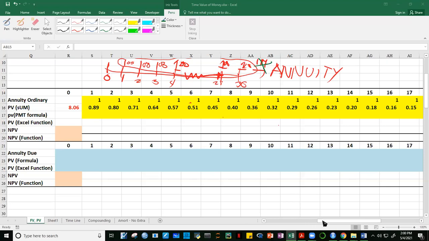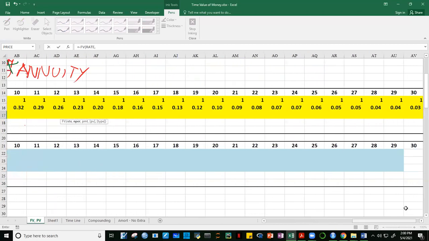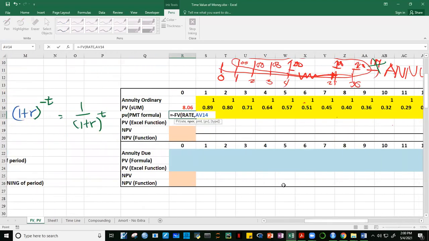Okay, so when we present this formula, pag ginawa natin tong formula na to, is equal to negative FV, future value hinahanap natin, rate natin, remember yung rate na ginamit natin na may pangalan na N per is, okay, N per is, ilan yung N per ng annuity natin? 30. Yan. Okay. PMT, ano yung PMT natin? 1. Ibig sabihin yan, 1 na 30 ang 1. Okay.